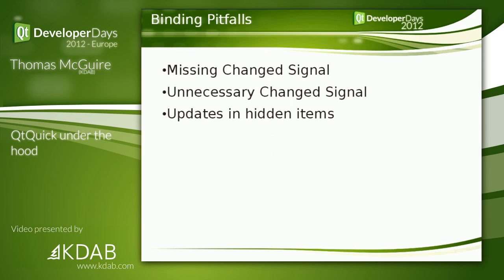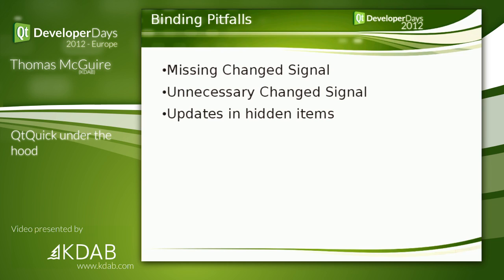Then, if you have items that are not actually shown, and they depend on a property and the change signal for that property is emitted, even though the item is not visible, the binding will be evaluated. Because again, the QML engine doesn't know about the UI. It doesn't know whether an item is visible or not.